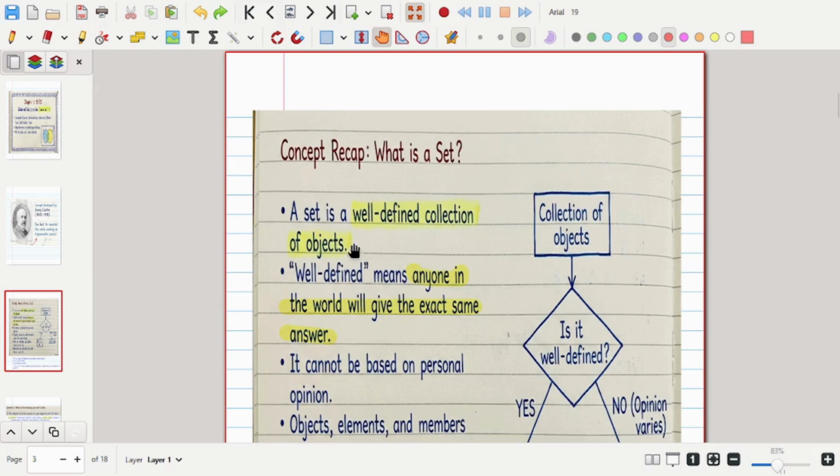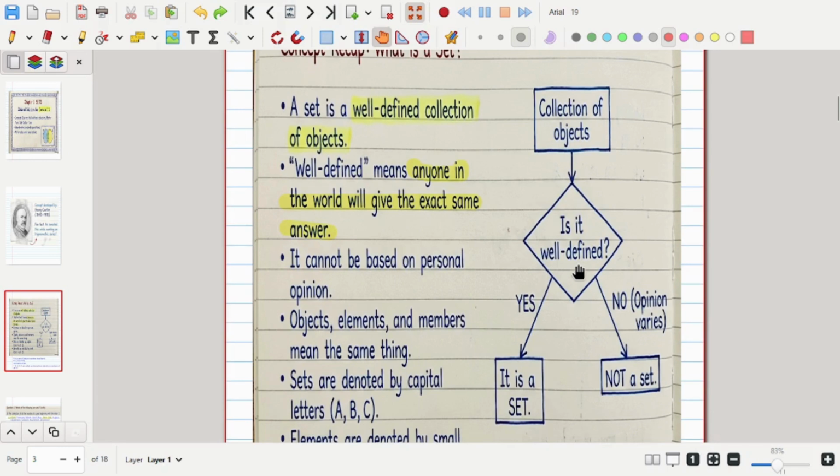And what do we mean by well-defined? Well-defined means anyone in the world will give the exact same answer. It cannot be based on personal opinion. Wherever you go in the world, the answer will remain exactly the same. It doesn't depend on person-to-person opinion. So if the collection of objects is well defined, then we will call it a set, and if the collection of objects depends on personal opinion, then we will not call it a set.